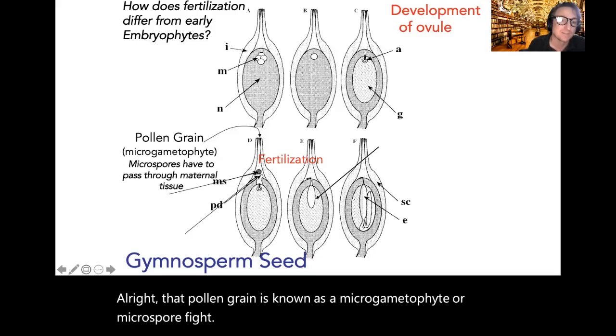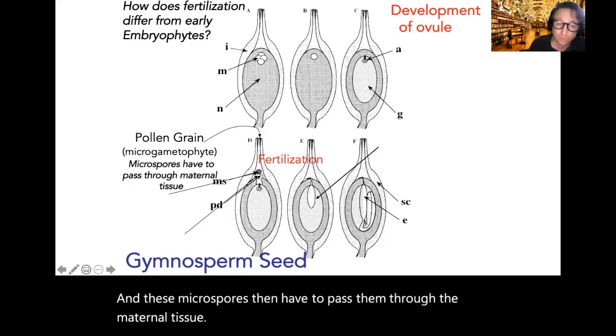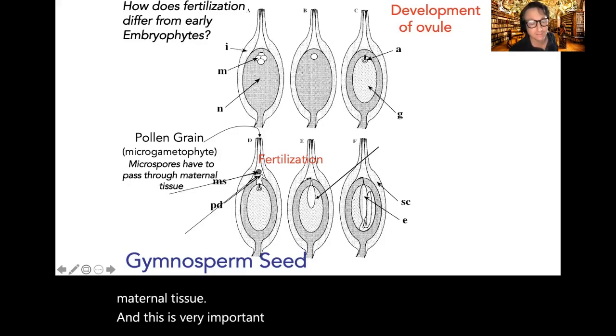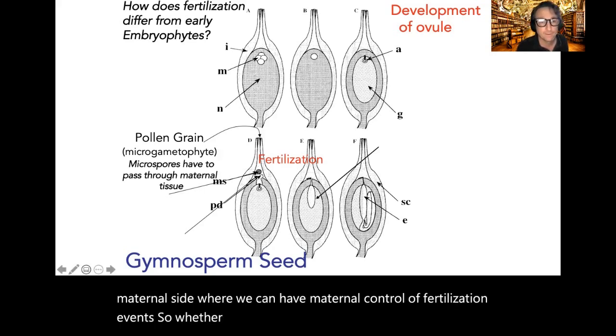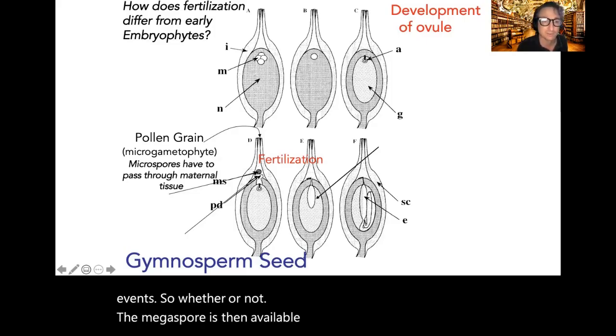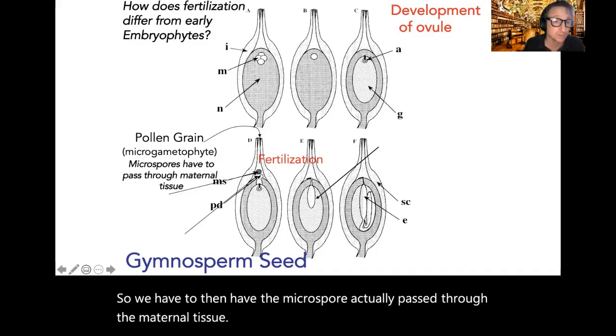These microspores then have to pass through the maternal tissue. This is very important because this is a point on the maternal side where we can have maternal control of fertilization events, whether or not the megaspore is available and receptive to a microspore. So the microspore has to actually pass through the maternal tissue, and this is where pollen tubes come in.